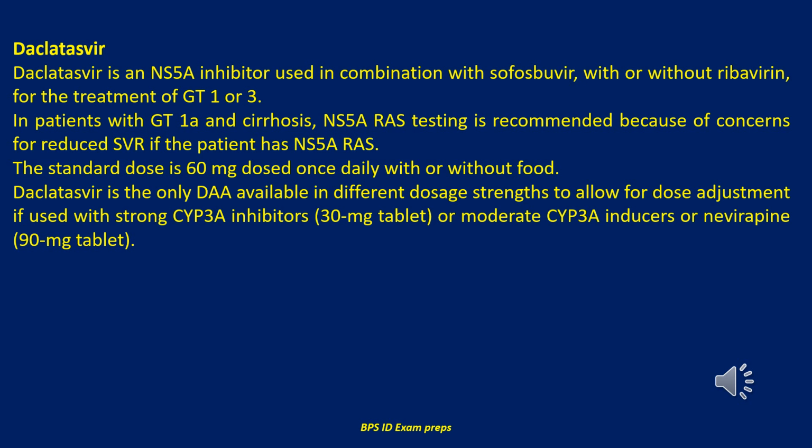Daclatasvir is an NS5A inhibitor used in combination with sofosbuvir, with or without ribavirin, for the treatment of genotype 1 or 3. In patients with genotype 1A and cirrhosis, NS5A RAS testing is recommended because of concerns for reduced SVR if the patient has NS5A RAS. The standard dose is 60 mg dosed once daily with or without food.